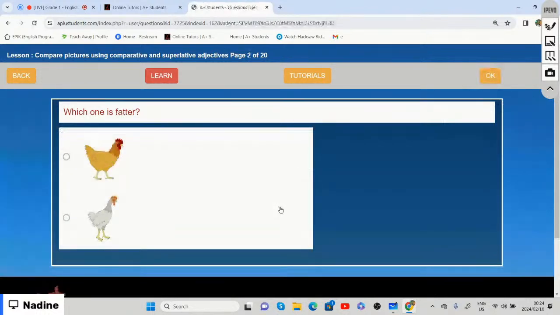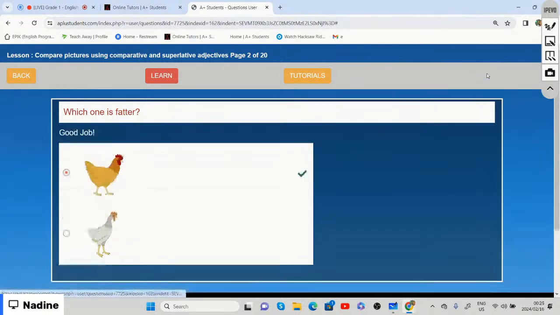Which one is fatter? Which one is fatter? The first or the last one, right? So if we say which one is fatter, we're going to choose the top one.